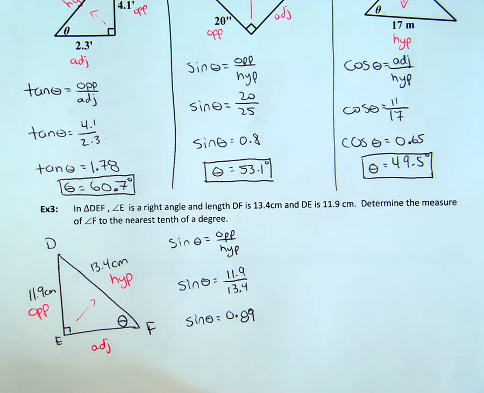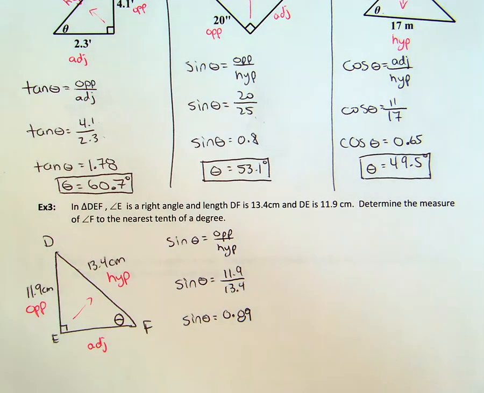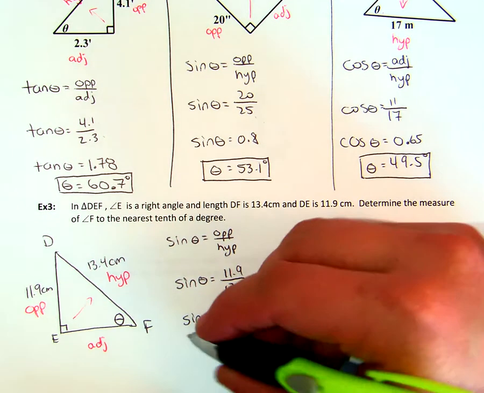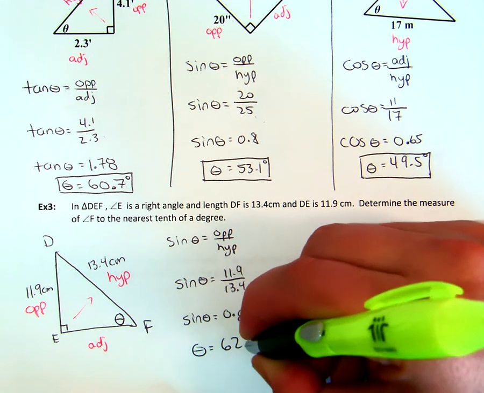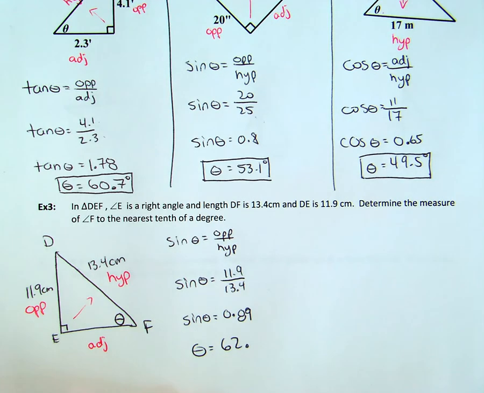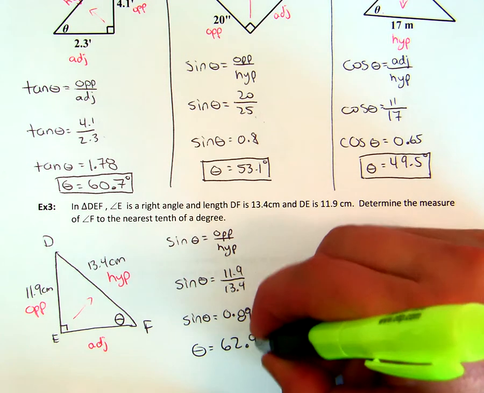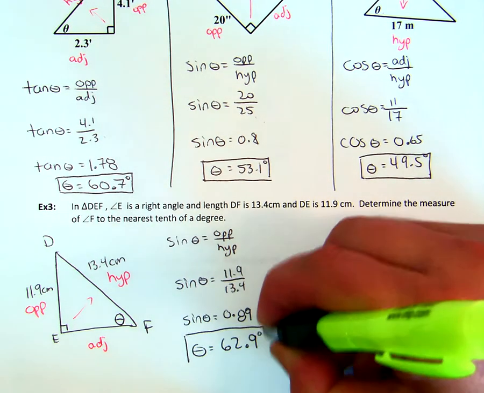0.889. And once I'm there, just like we did above, second function sine 0.89, and I get 62 point, rounding off to the nearest tenth, so I'm going to have 62.9 when I round that off properly. Safety box that guy.